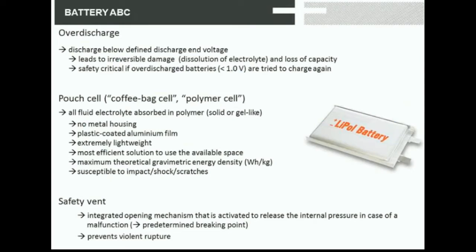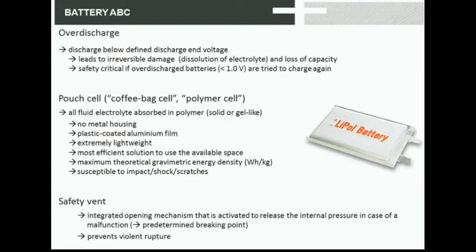Of course, you can over-discharge a cell as well, and you have to protect the battery from over-discharging. This means discharging below a defined discharge end voltage. This can lead to irreversible damage and loss of capacity of the cell, and can also be safety critical. In those cases, when you discharge a cell too much, a smart battery management system wouldn't allow you to charge it again.